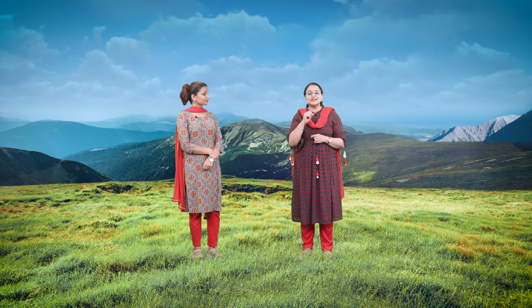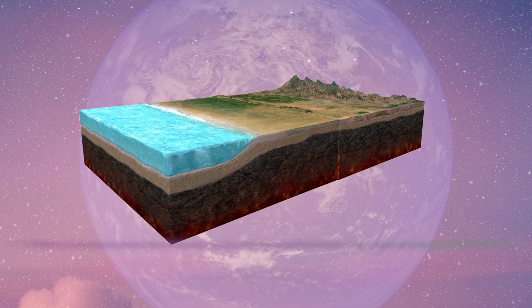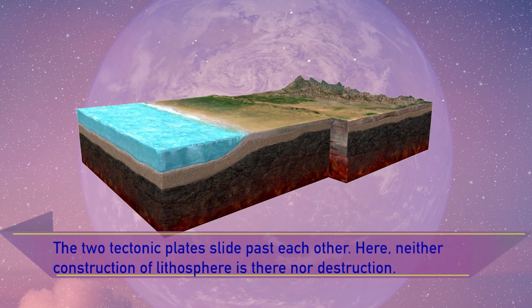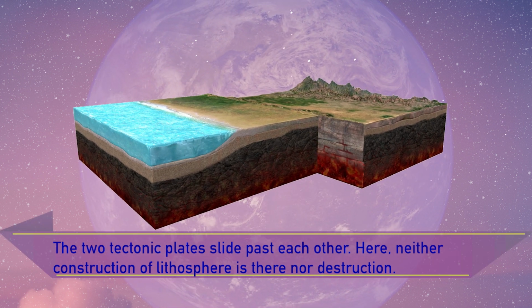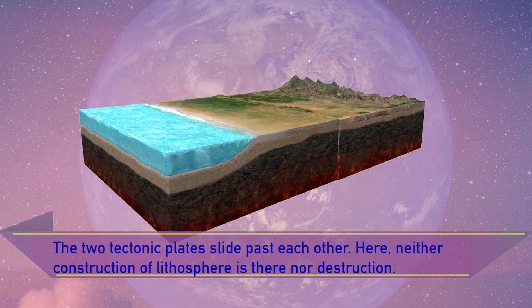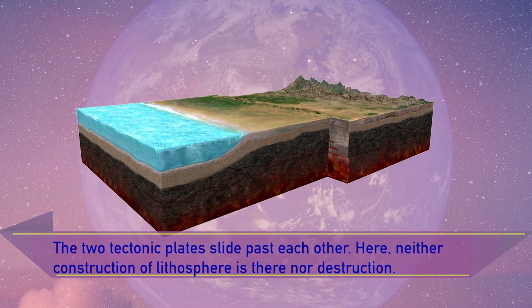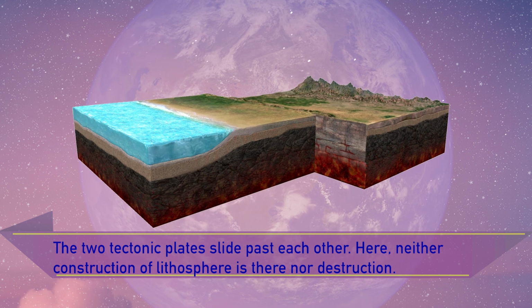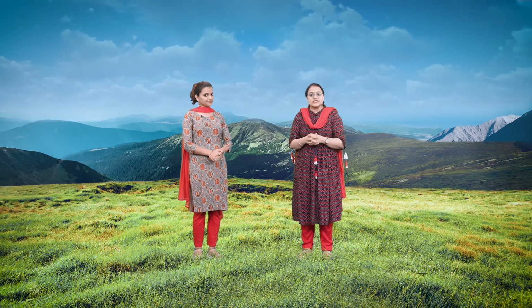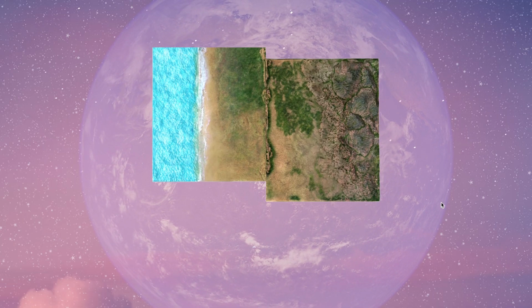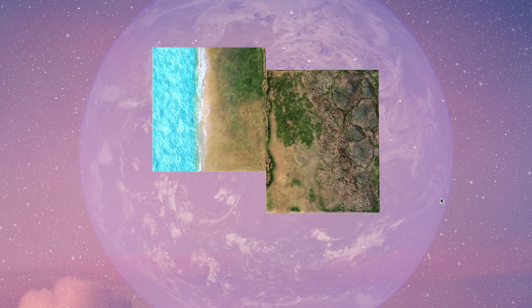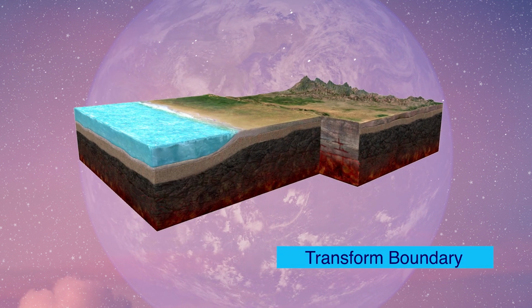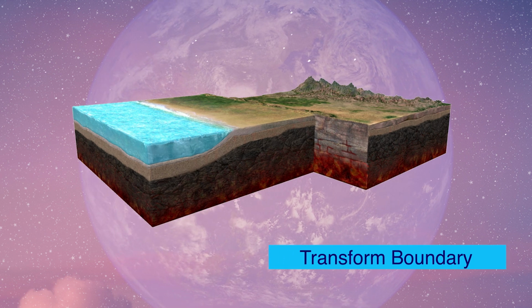Okay. The third situation is where the two tectonic plates slide past each other. Here, neither construction of lithosphere is there nor destruction. It is just slipping away of two tectonic plates. This boundary is known as transform boundary.